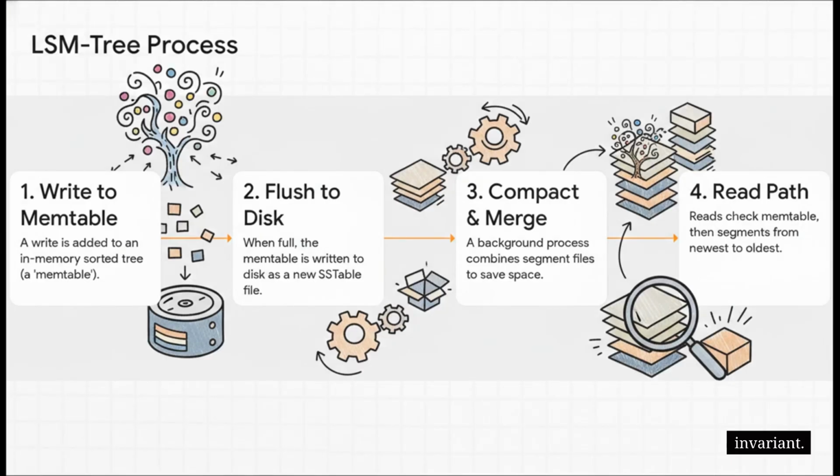The whole LSM tree process works like this. First, a write comes in and gets added to a sorted structure in memory. We call that a memtable. Second, when that memtable gets full, it gets flushed to disk as a brand new, perfectly sorted SSTable file. Third, in the background, a process is always working, compacting and merging these files together. And finally, when a read comes in, the database checks the memtable first, then the newest file on disk, then the next newest, and so on, until it finds the key.